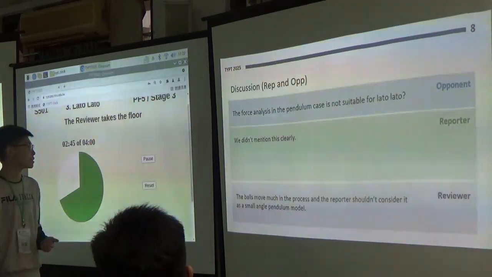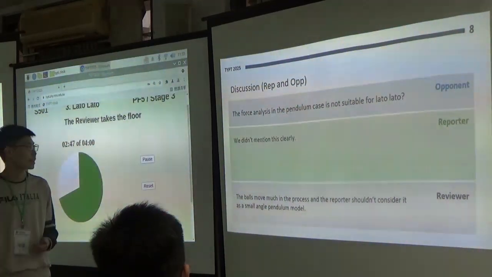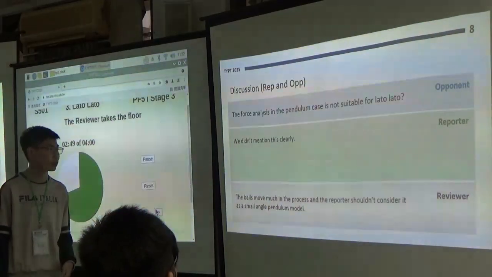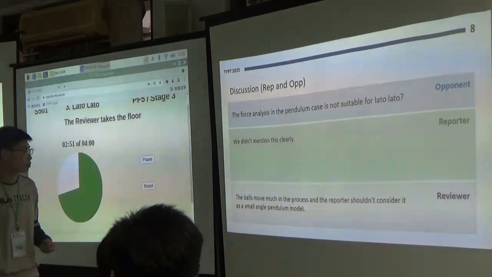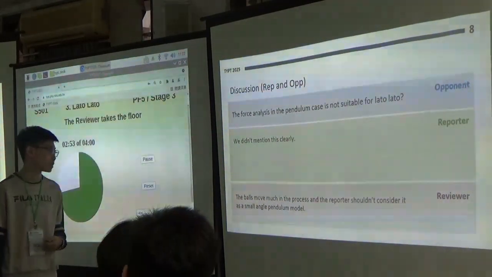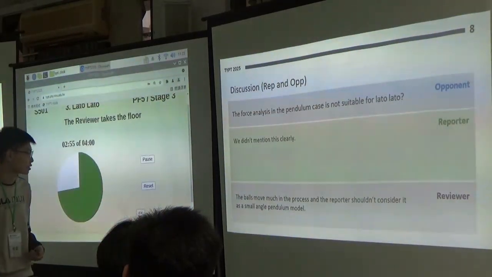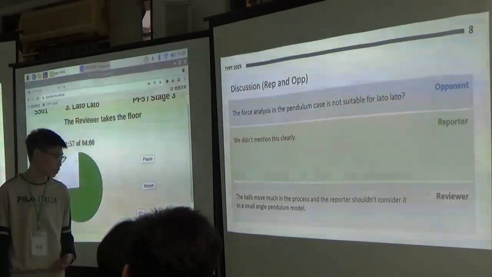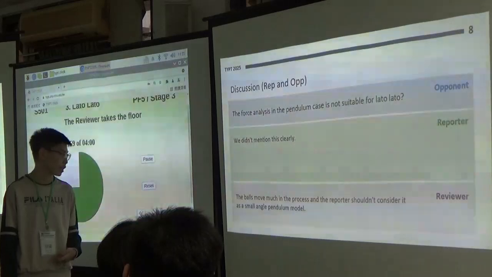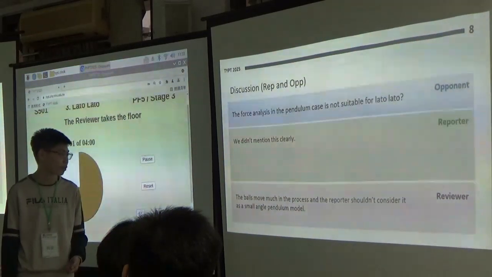And the opponent asks, the force analysis in the pendulum case is not suitable for lato-lato. The reporter answered that we didn't mention this clearly. And the reviewer answers, the balls must move much in the process, and the reporter shouldn't consider it as a small angle pendulum model.